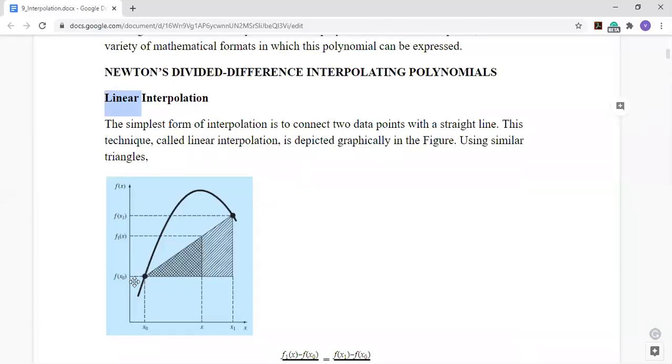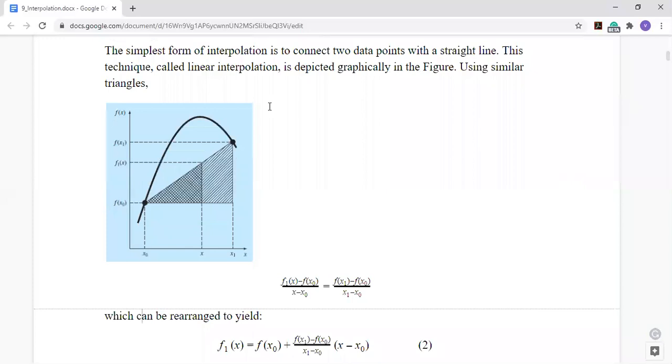So in linear interpolation, you're just simply using a straight line to connect the 2 points you are given. From this particular graph, using similar triangles, here you have a triangle, f(x1), f(x0), then x0 and x. So this particular triangle, then you have this particular triangle. Using similar triangles, you're going to equate this triangle with this triangle.